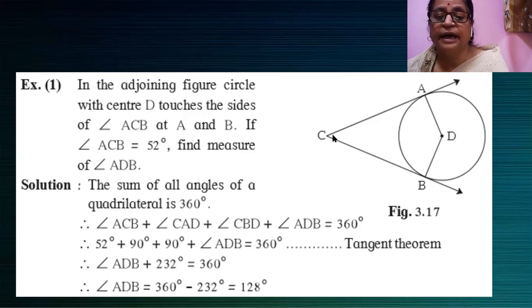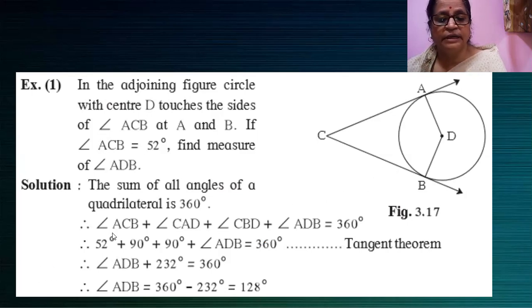Then this angle C is given, that measure is 52 degrees, meaning angle ACB is equal to 52. It is given. Then they have asked us, what is the measure of angle ADB? Then we will see that, you know that the total angle measure of this quadrilateral is 360 degrees.